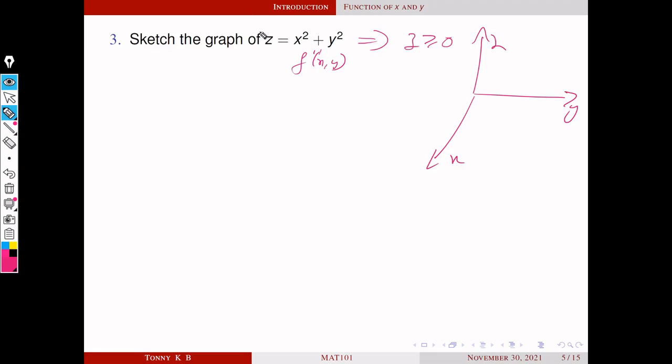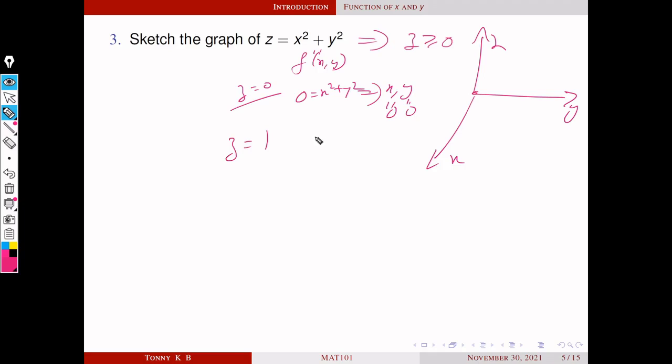So suppose our z value is equal to 0. Then what about x and y? If z equal to 0, this equation gives 0 equal to x square plus y square. This implies what? What is the value of x and y? Both are equal to 0. So 0, 0, 0. So this point. Clear? Next you assume that z equal to 1.